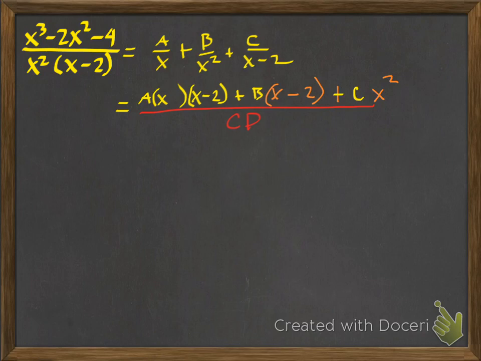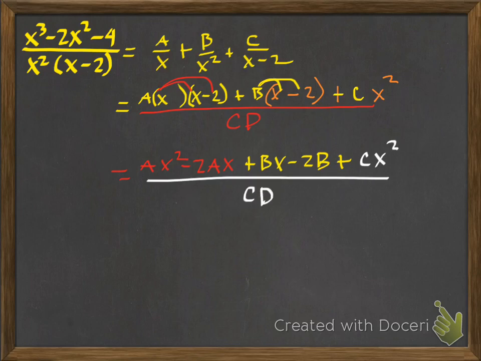A was missing an x and an x minus 2 from the common denominator over there on the left, and b was missing an x minus 2 from the common denominator, and c was missing both copies of x. So we keep on keeping on. Distribute in there, and then that's all over our common denominator.